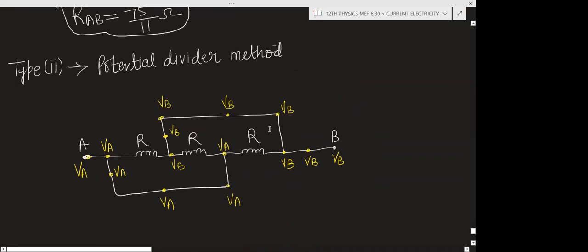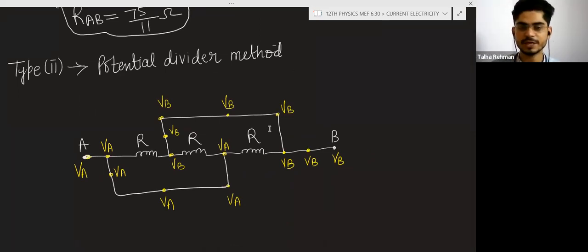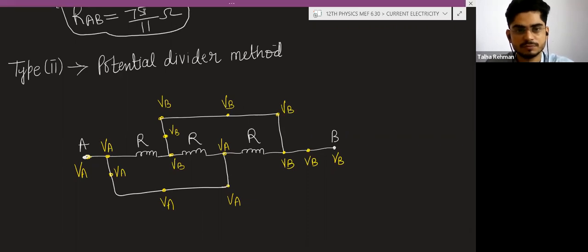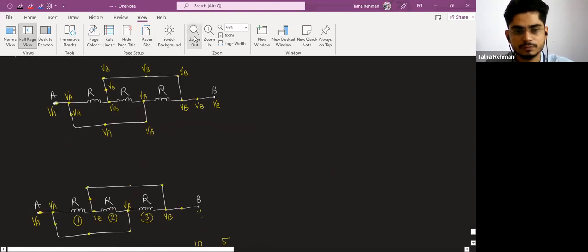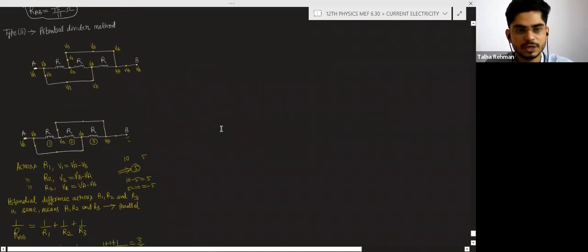Yes, sir. The potential divider method means you just calculate the potential difference across the resistor, between the points of the resistor. And I have told you, if the potential difference across the resistances is the same, that means there is a parallel combination. So note it down.